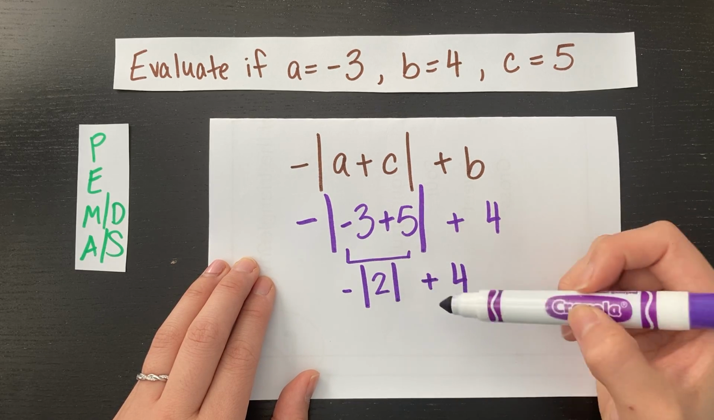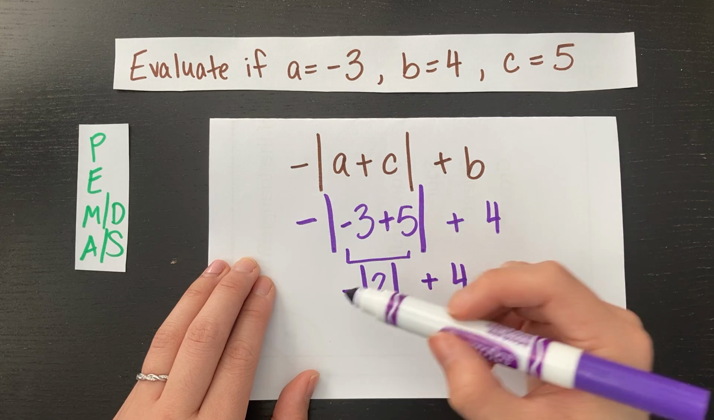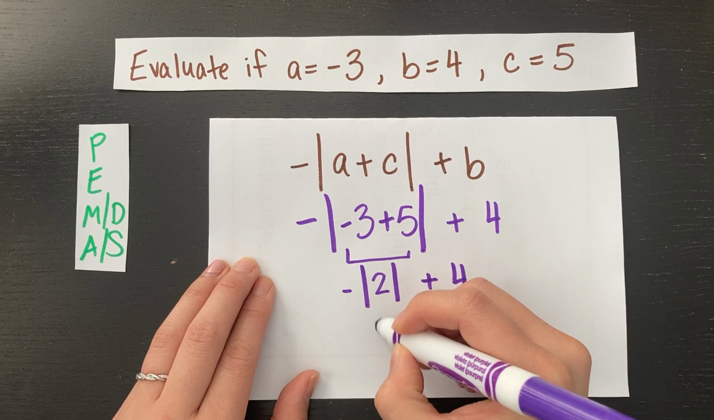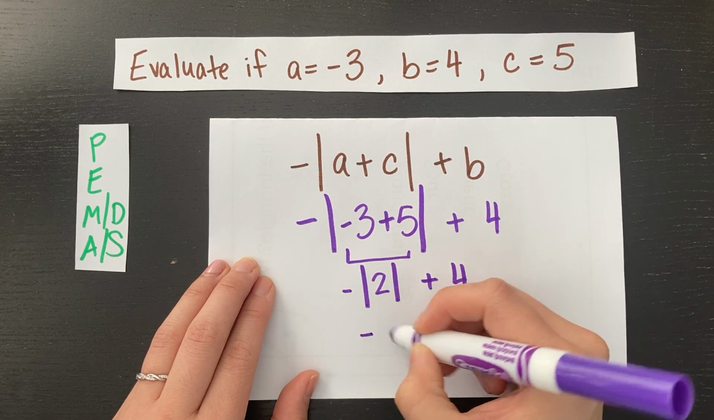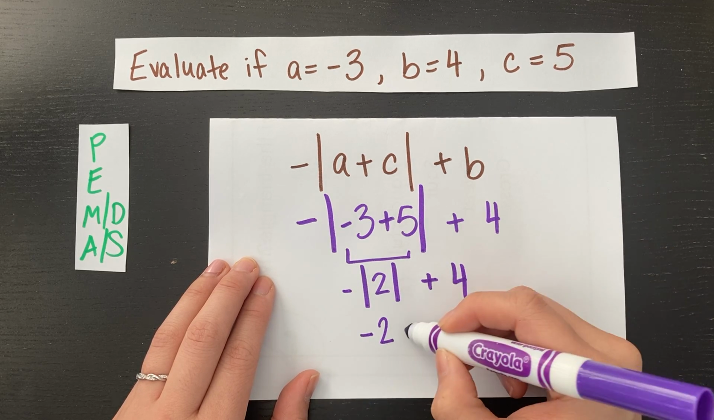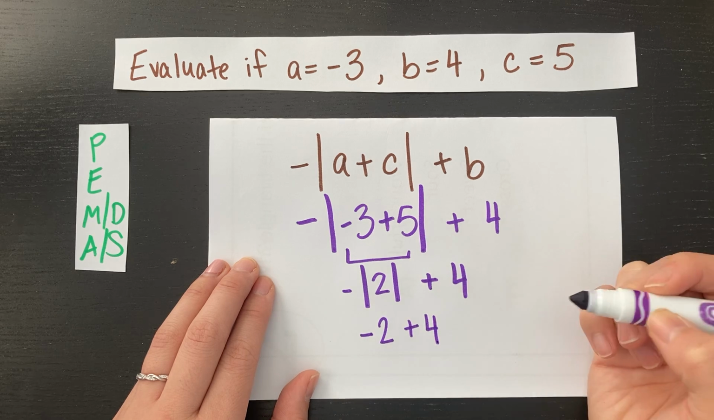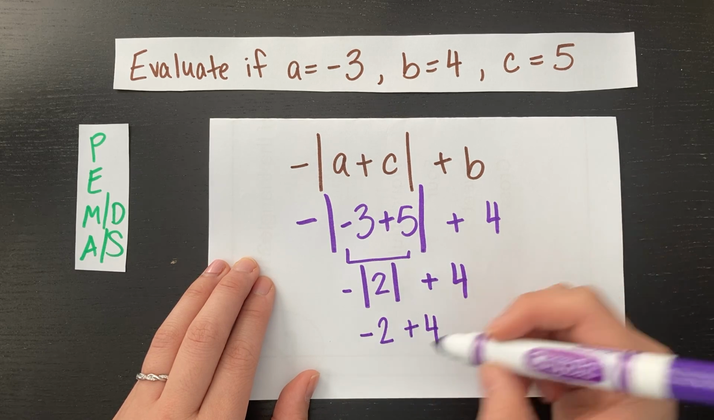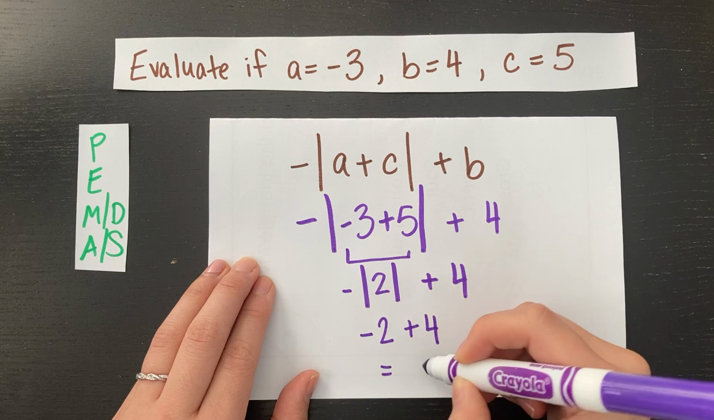How far away is 2 from 0? It's 2 steps away. And this negative on the outside will make our answer a negative 2 plus 4. Negative 2 plus 4 is positive 2.